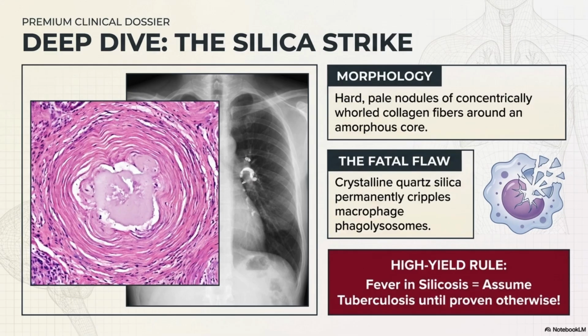Now for a premium clinical dossier deep dive on the silica strike. The morphology reveals hard pale nodules made of concentrically whorled collagen fibers wrapping around an amorphous core. The fatal flaw in silicosis is that crystalline quartz silica permanently cripples the macrophage phagolysosomes. This leads to a massive high yield rule for your exams. If a patient has a fever and silicosis, you must assume tuberculosis until proven otherwise.